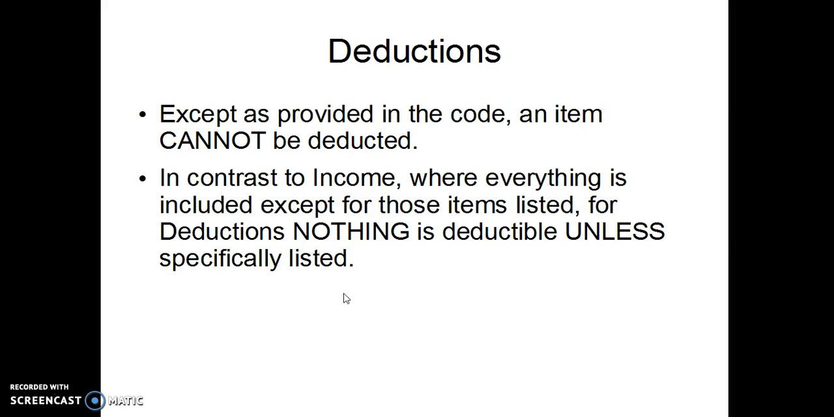Now, as for deductions, it's the opposite. Except as provided in the code, an item cannot be deducted. So we're going to go over the deductions also later on. But just know that deductions work the opposite way. You cannot deduct anything unless you can find something in the code that says that an item can be deducted. So if you contrast how it works with income versus how it works with deductions, you'll notice that for deductions, nothing is deductible unless it's specifically listed. And for income, everything is includable unless something is specifically excluded.